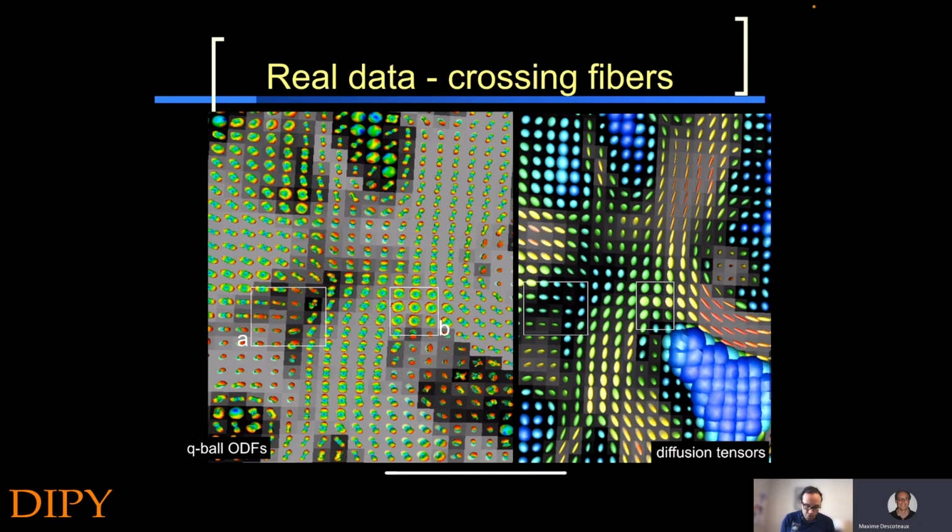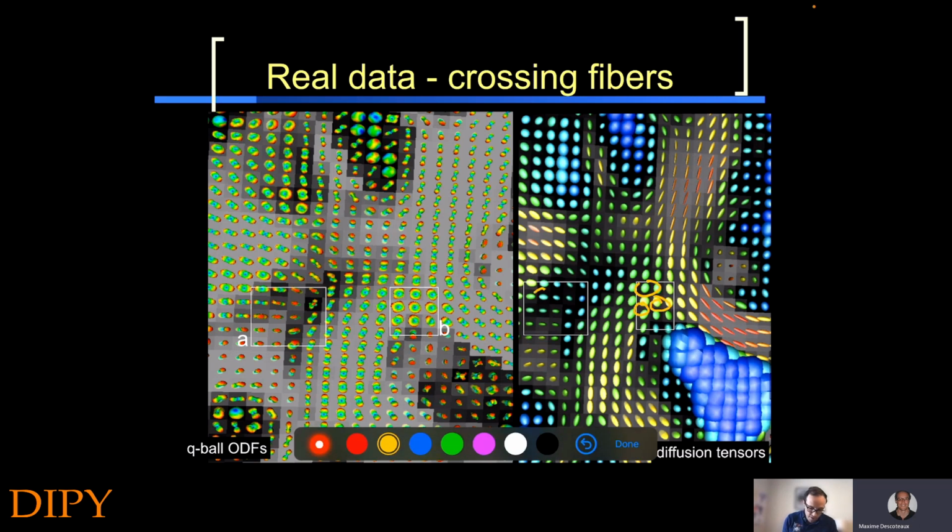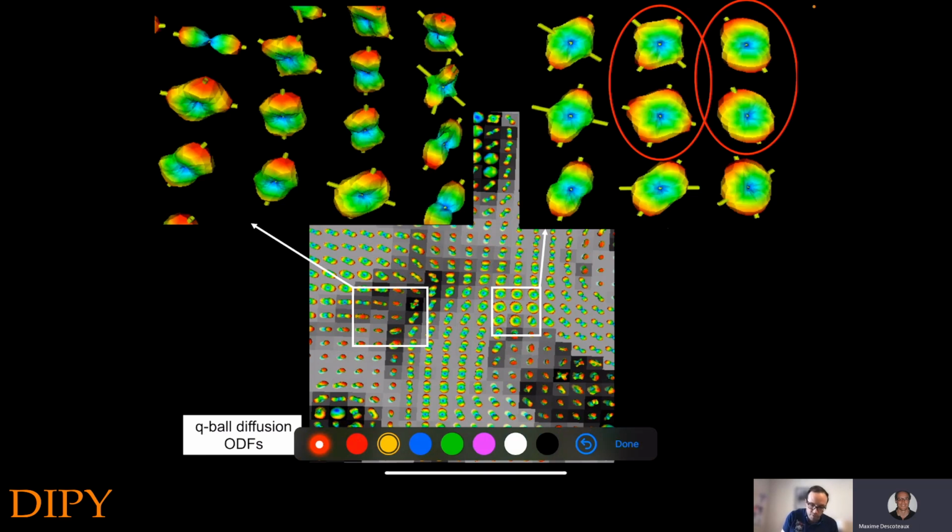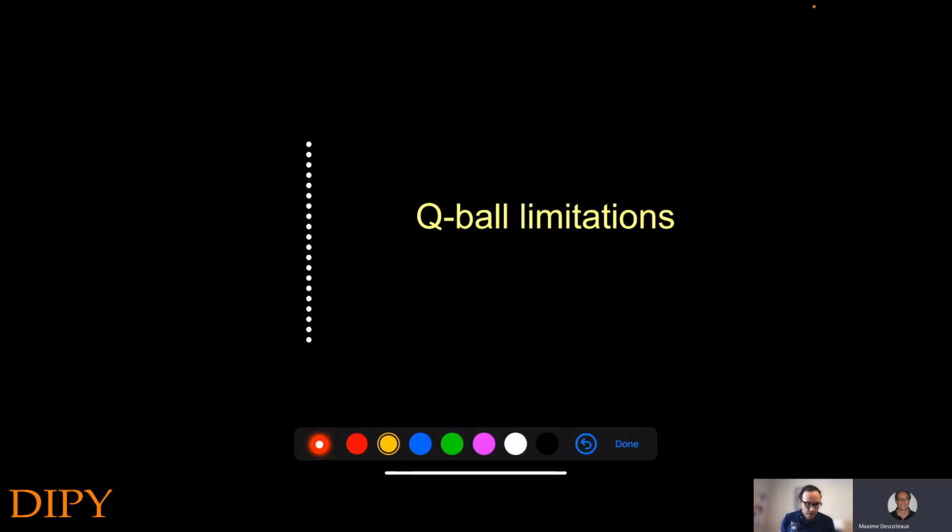And so compared with diffusion tensors that were known to be limited in crossing fibers, where you get disks and very low FA regions, well, suddenly you start getting shapes of ODFs with crossing fibers. As we will see later, this is not perfect yet, but this was the first indication that, yes, there were crossing fibers in the brain and that we could reconstruct them using a relatively simple algorithm.